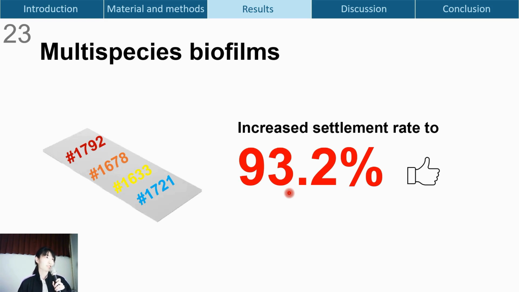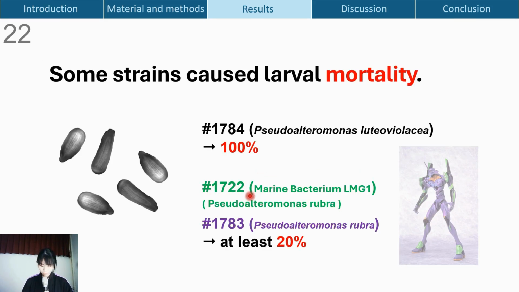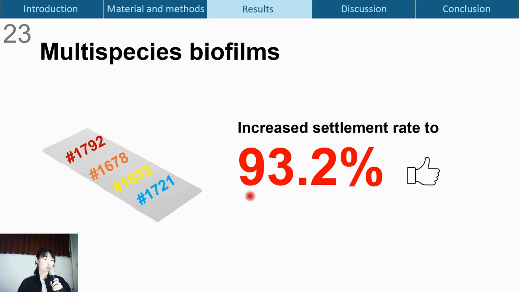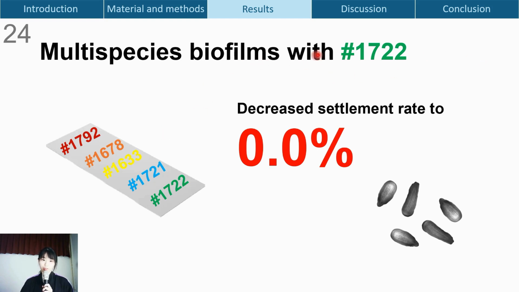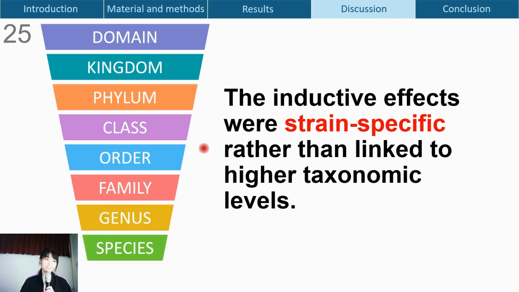And to test the 1722, this green one, we also test multispecies biofilms. Just put the 4 strains, which before had a good result on settlement rate, on the same cover slip. And this increased the settlement rate to 93.2%. This is good. But when we mix the 1722 on the cover slip, they just kill all the larvae.